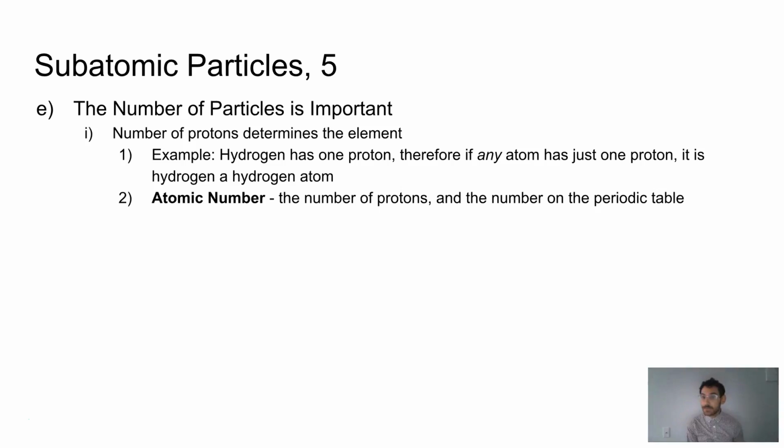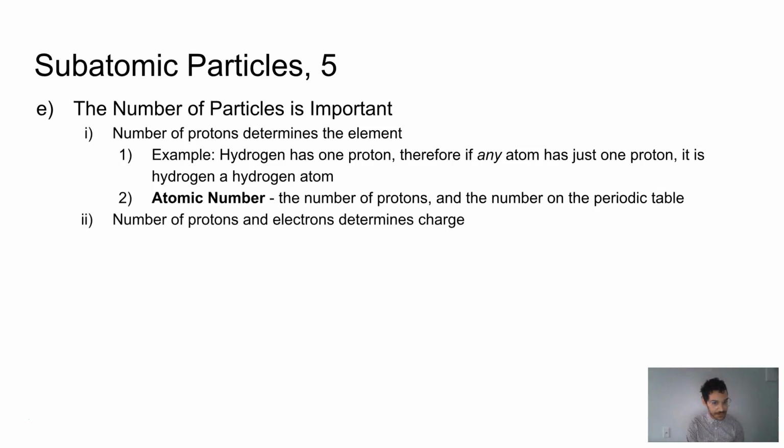And so our atomic number is the number of protons and also the number on the periodic table. So if we look at a periodic table and we look at element number 11, well, that's going to tell us that it is sodium and that every sodium atom has 11 protons. Very cool, very useful. I don't know about very cool, but definitely very useful for understanding the periodic table.